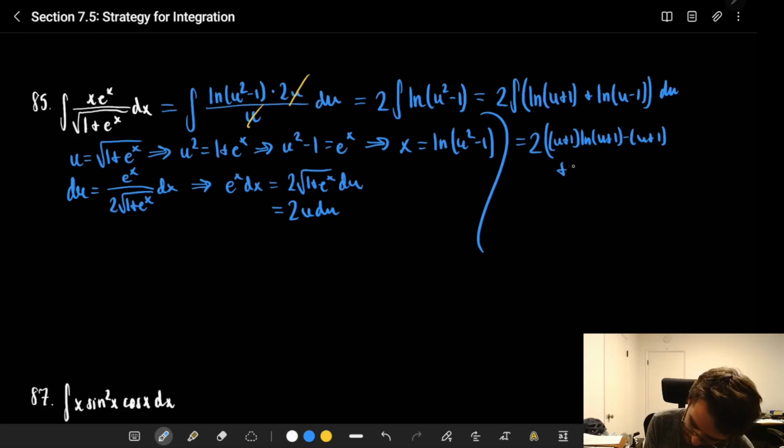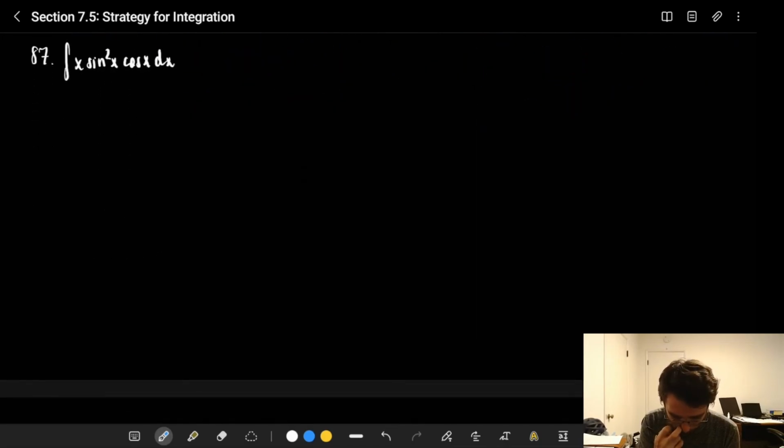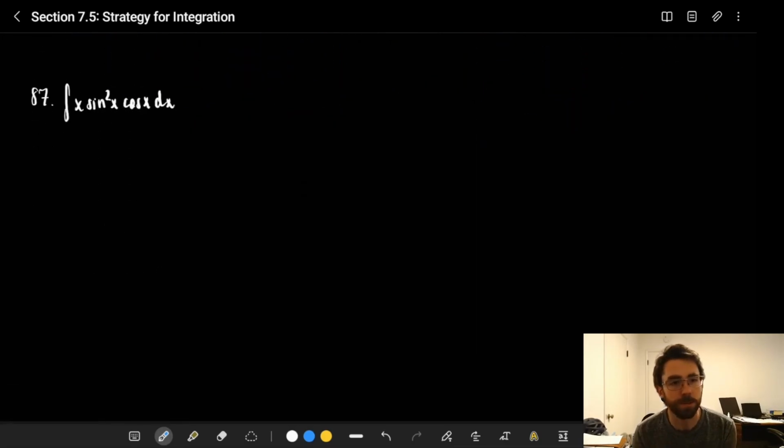Same story for the next one. U minus 1 ln u minus 1 minus u minus 1 plus c. And it simplifies, of course. And you can plug back in for u. But wouldn't that just be ugly? Let's leave it like that. We're happy with that solution. I mean, I wouldn't be happy with it on an exam, but for a video that's almost 3 hours long, I'm happy with it. I was really hoping we wouldn't get more trig.